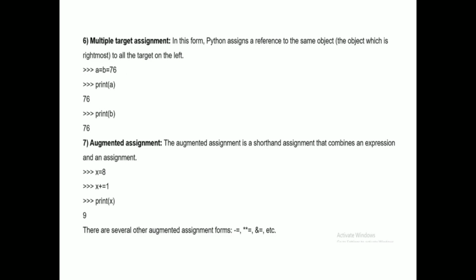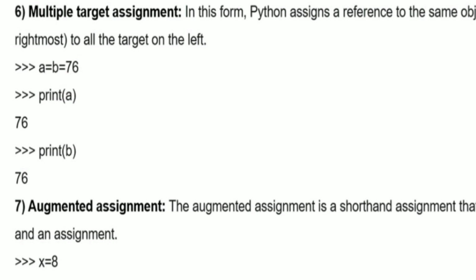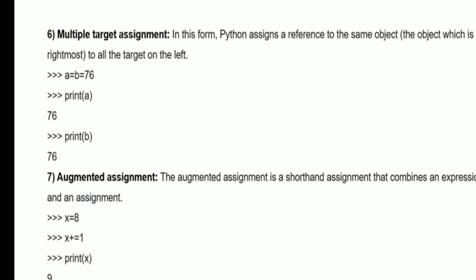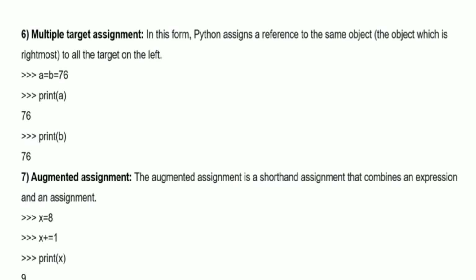Next is multiple target assignment. Multiple target assignment means a single value is assigned to different variables. Here in the program, a equal to b equal to 76 has been used. For a, 76 will be assigned, and for b also 76 will be assigned. If you execute this, a equal to b equal to 76, 76 will be passed to a. Next, 76 will be passed to b.